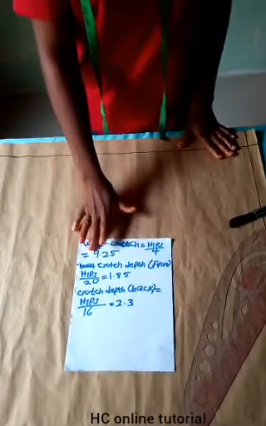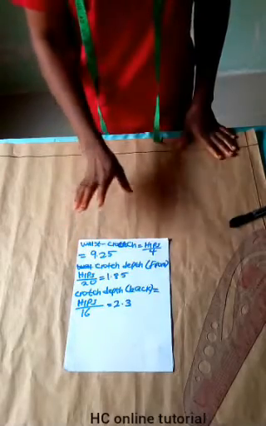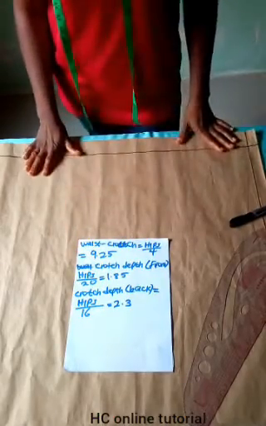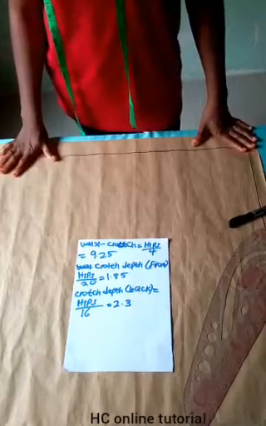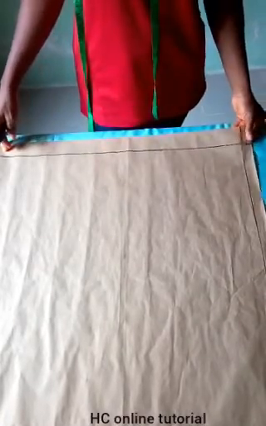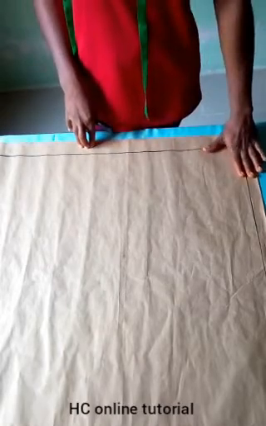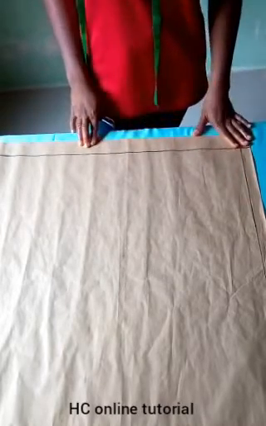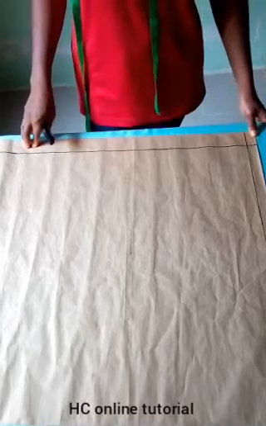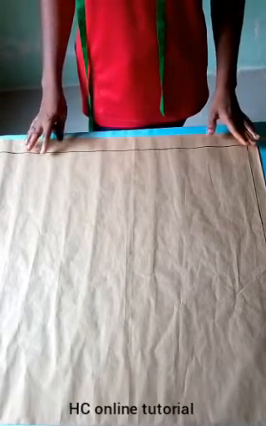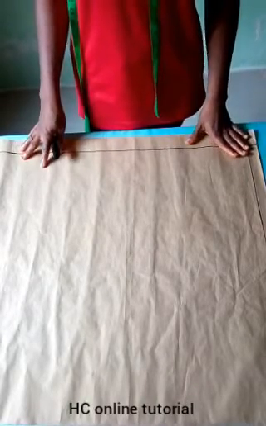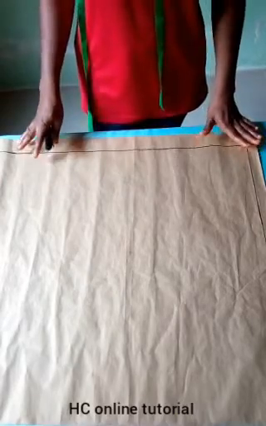So I hope the explanation of the measurements is well understood. So let's start the tutorial. I already drew my margin on my pattern paper: a margin of 2 inches on this side and a margin of 1 inch on this side. We are going to start the tutorial by drafting our front block. Then after drafting the front block, we'll draft the back block.